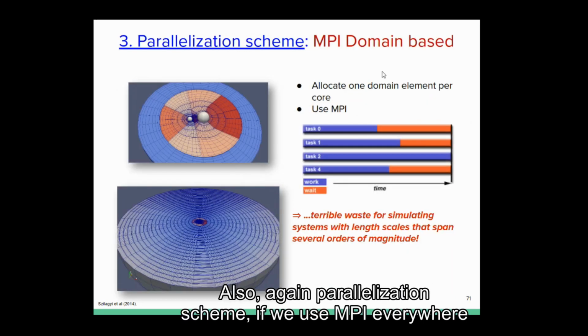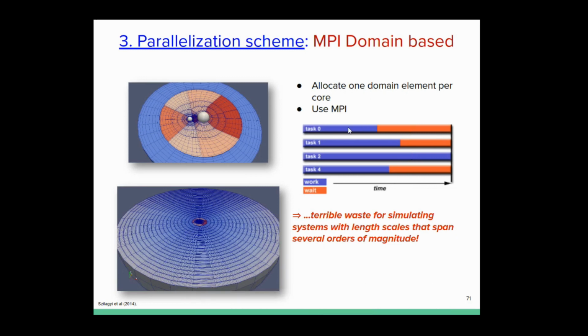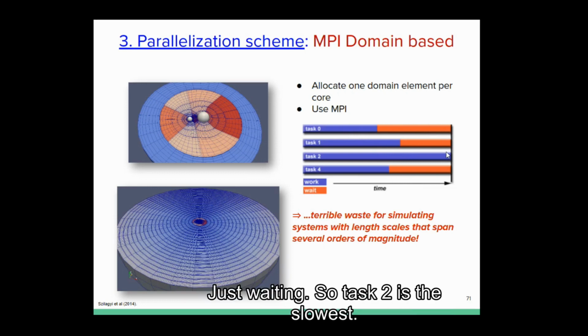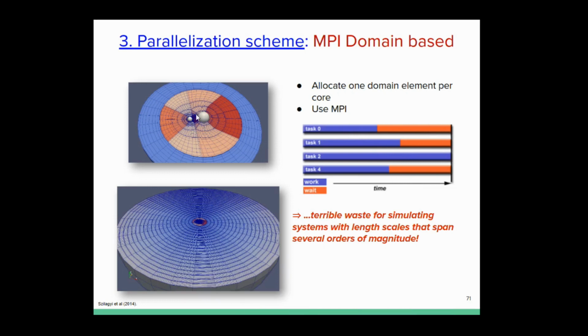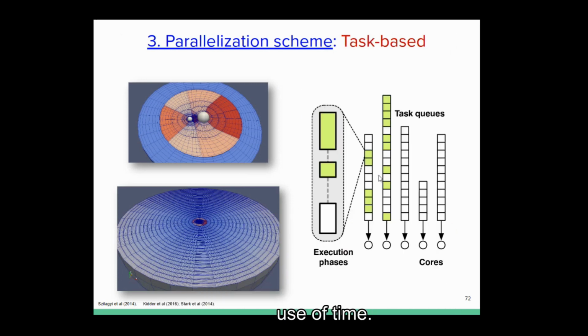Also, again, the parallelization scheme. If we use MPI everywhere using a domain-based separation, we end up with a ton of waiting time, right? Remember, I showed you this: blue is when they're calculating, red is when they are just waiting. So task 2 is the slowest. It's typically solving for Einstein's equations at steps here. And all the other tasks are just waiting, which is a poor use of time.